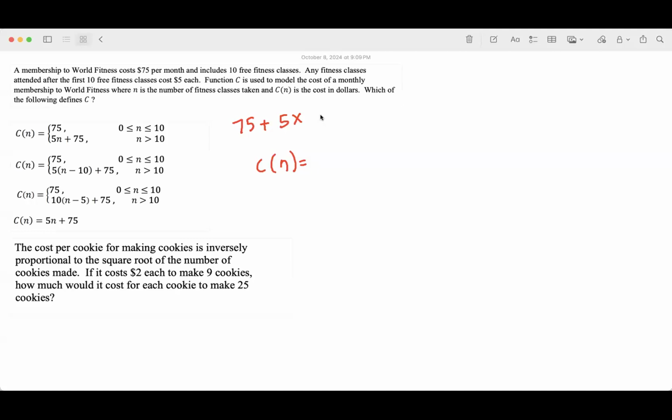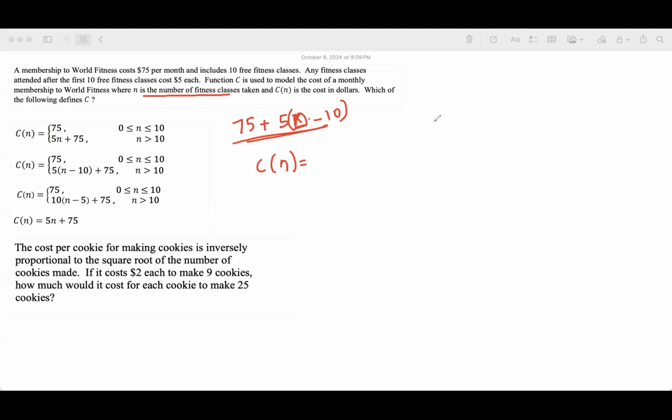So basically, this is a little tricky in the sense that the first 10 classes are free. So I can't keep it as n, because n is the number of classes taken. I need to subtract that 10 from it and then multiply it by the 5 to get the total cost. So this should be my function. But then how to write it? It's like a piecewise function.